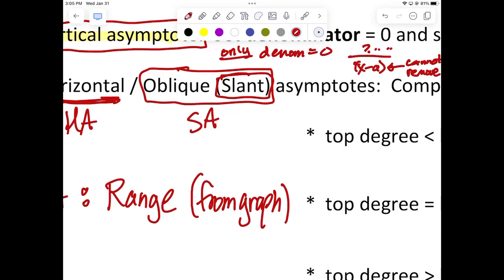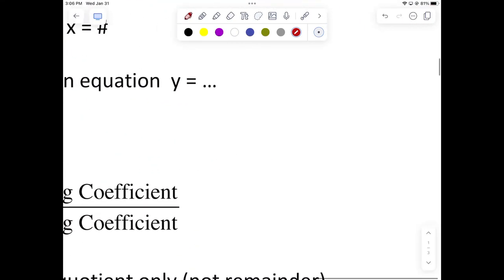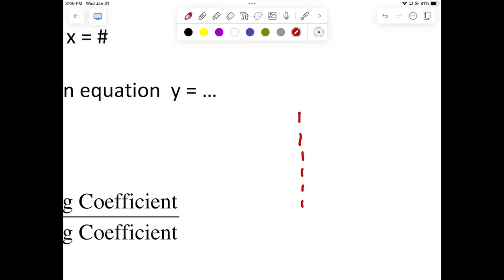Slant asymptote. Here's what a slant asymptote would look like. Let's say you have a vertical asymptote right here. Instead of being horizontal, the asymptote is a slanted line, with a slope. It's going to be of the form y equals mx plus b. It'll be the equation of a line.